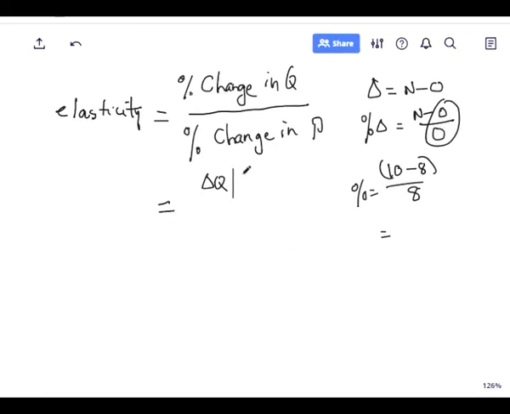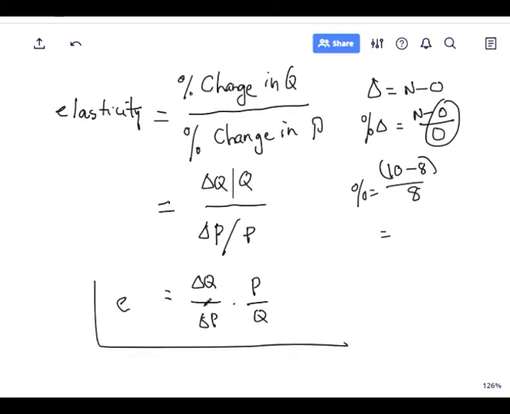Percentage. So this is change in quantity divided by quantity, which is percentage change in quantity. And if I go to the next one, it will be change in price divided by price. So actually, I have just converted them into percentage. What does it mean? If I reorganize this, I can say this is change in quantity divided by change in price into price divided by quantity. And this is the definition of elasticity. So elasticity has a nice definition, which is known as elasticity.